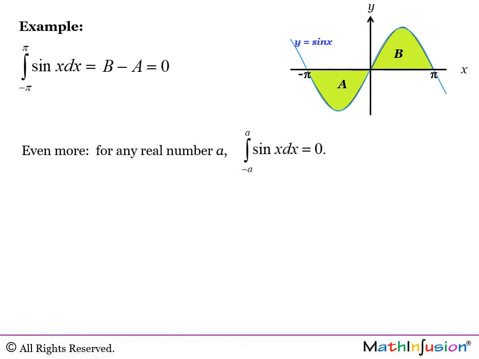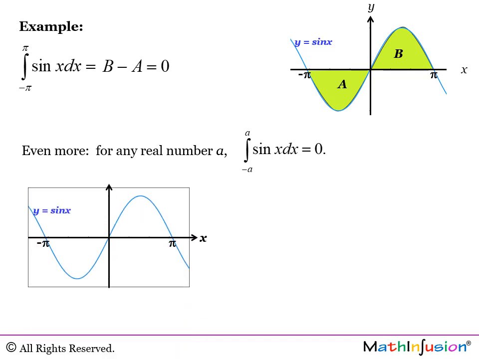Even more, this is also true that for any real number A, the integral of sine x dx between negative A and A will be 0. For example, we can take this, and you can see again that the area of the region C equals the area of the region D. One is above and the other one is below the x-axis.